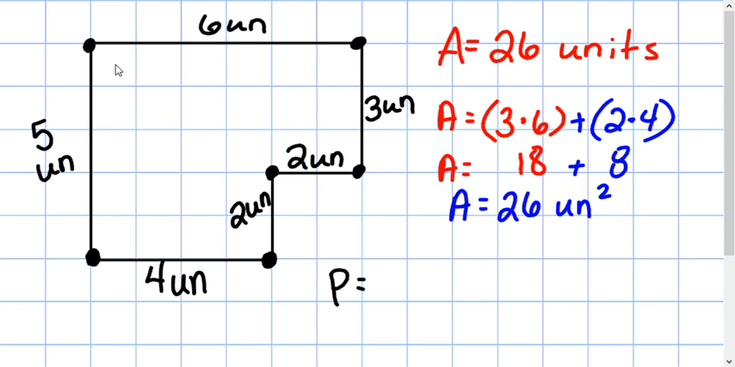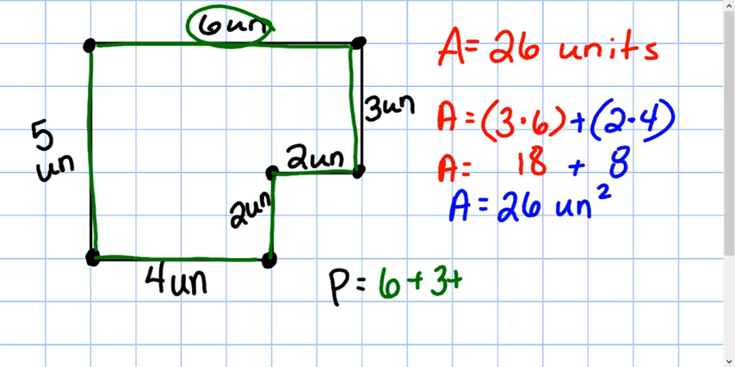One thing I might check is to say, okay, how many sides actually are there on the figure? There are 1, 2, 3, 4, 5, 6. So I should have 6 numbers. This is a hexagon because it has 6 sides. I should have 6 numbers to add together. So I'm going to start with the 6 units and work my way around. 6 plus 3 plus 2 plus 2 plus 4 plus 5. I do in fact have 6 numbers.